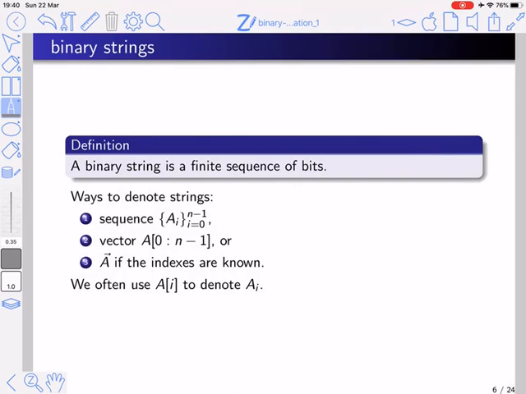Having defined division and modulo, let's recall what a binary string is. A binary string is just a finite sequence of bits. We have different ways of denoting binary strings. As a sequence, i goes from 0 to n minus 1. As a vector with coordinates 0 to n minus 1. As a vector denoted here by an arrow, if the indices are known and you don't really need to specify them. And we often denote a_i by A sub i. All these things are the same. That's a binary string.